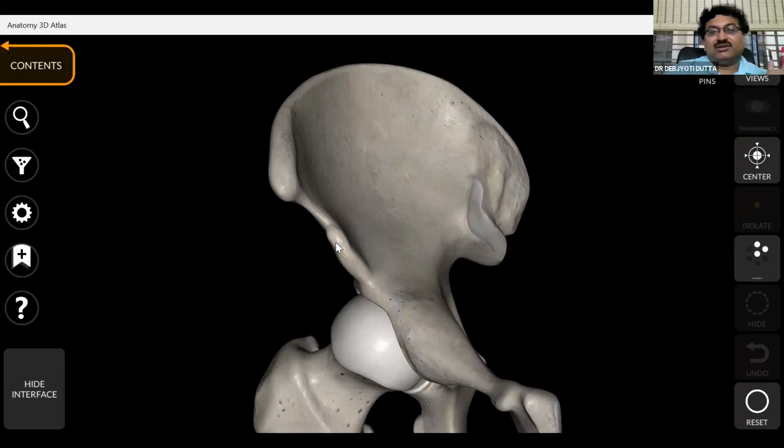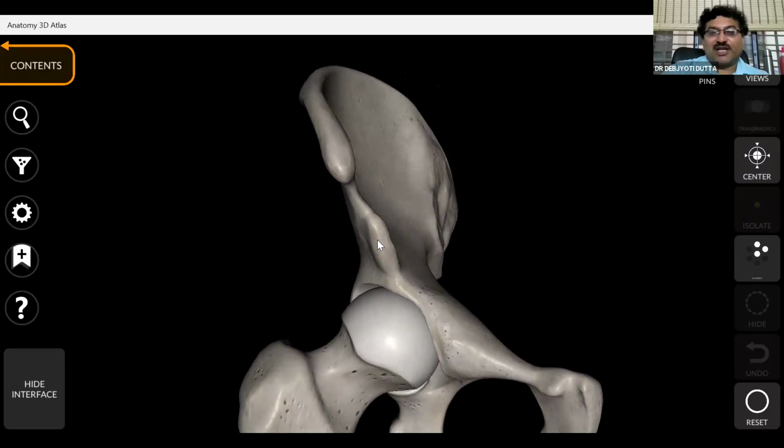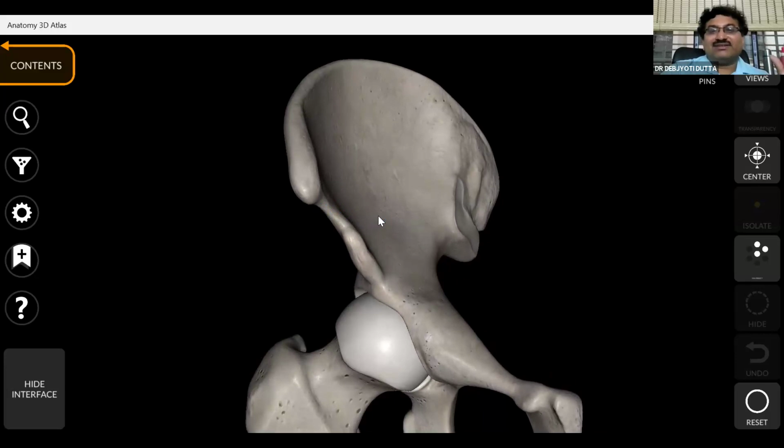And there is another projection just below it. What is this projection called? Very simple. You have told the anterior superior iliac spine. Again, it's a spine, so what is the name of this? Anterior inferior iliac spine. Very good. So these two prominences are very important for us.